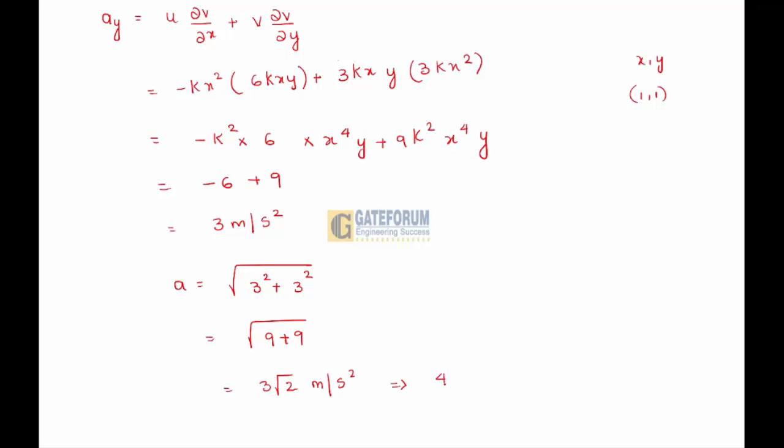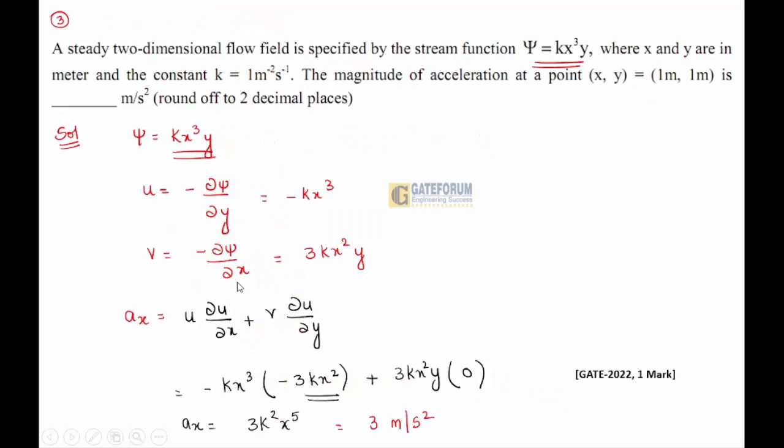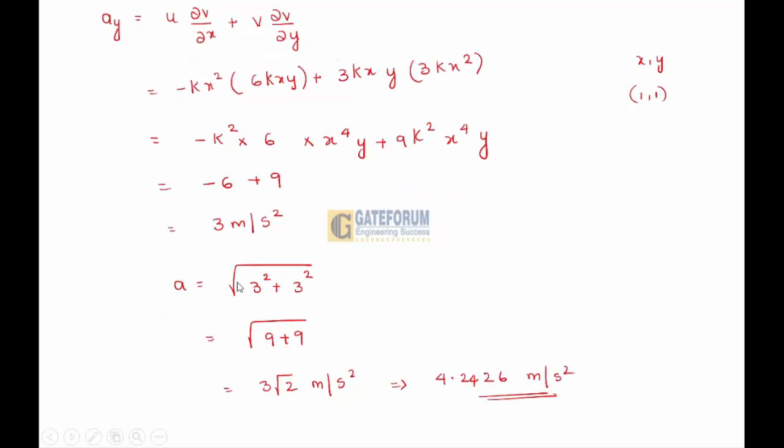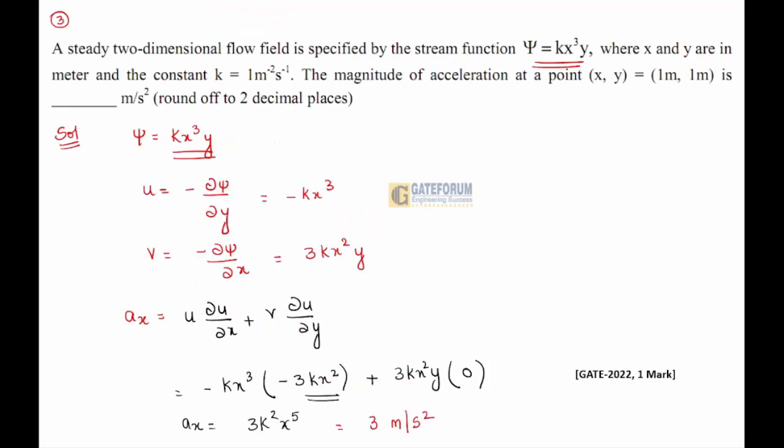You will get the value of 4.2426 meter per second square. This is the acceleration of the flow. Rounded up to 2 decimals, 4.2426 meter per second square. From fluid kinematics, the question is from the concept of stream function. Moving to the next question.